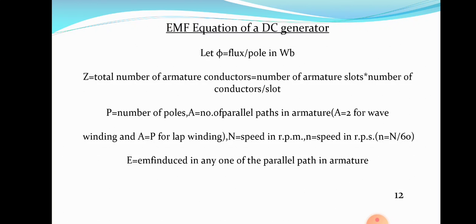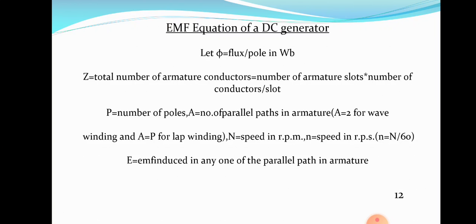But in the case of lap winding, A is equal to P. A is equal to the number of poles for lap winding. N is equal to the generator speed in RPM, revolution per minute. That N divided by 60, we will get the speed in RPS, revolution per second. So in order to get the speed in RPS, we have to divide N by 60.